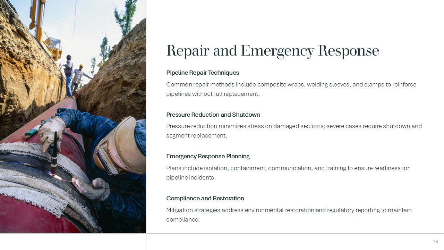Pressure reduction is often employed as an immediate measure to minimize stress on compromised sections. In severe cases, pipeline shutdown and segment replacement may be necessary.